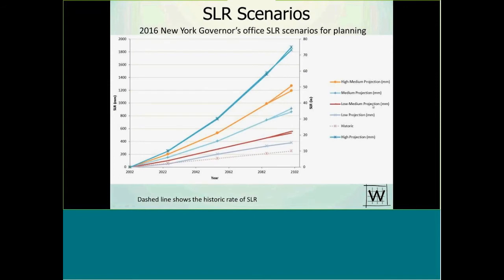So we started out the project with a set of fairly high resolution SLAMM model runs. And when you run the model with a number of different sea level rise scenarios, for example, for New York, we're using the 2016 New York Governor's Office sea level rise scenarios, you end up with a predicted set of marsh maps for any number of time steps along this. So looking at this kind of scenario, you could potentially end up with approximately 50 maps of output.